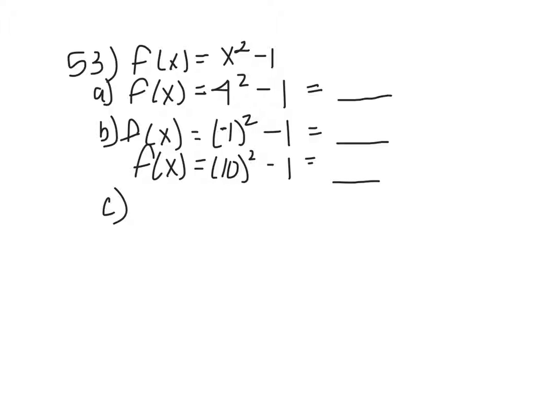C is a little bit different. It says if the output's 24, what is my input? So it says if my f of x is 24, what is my input? 24 equals x squared minus 1. We would solve this by getting our numbers on one side and our letters on another. So I would add 1 to get rid of negative 1, and I would get 25 equals x squared.